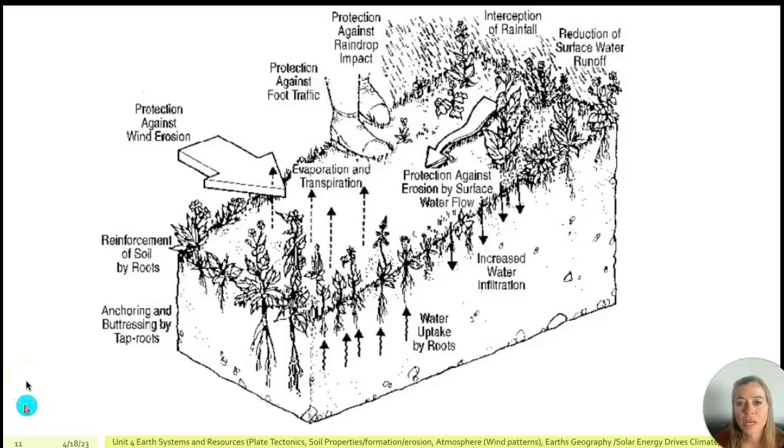In addition to, I think I said cover cropping, but what I meant to say is you can cover your soils, but you can also use additional rotational crops to protect soils if you're giving your soil a little bit of a rest. How does that protect the soil? Well, it protects against raindrop impact. It allows for greater infiltration of water, but the water and the soil are both stabilized, reinforced by the roots, and it protects against erosion from surface water flow, and it's a great way to protect soils.